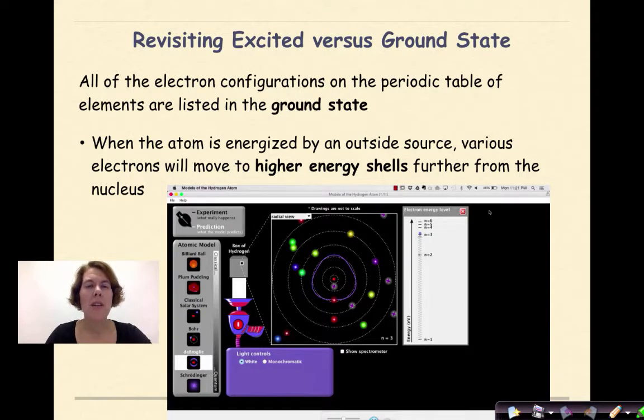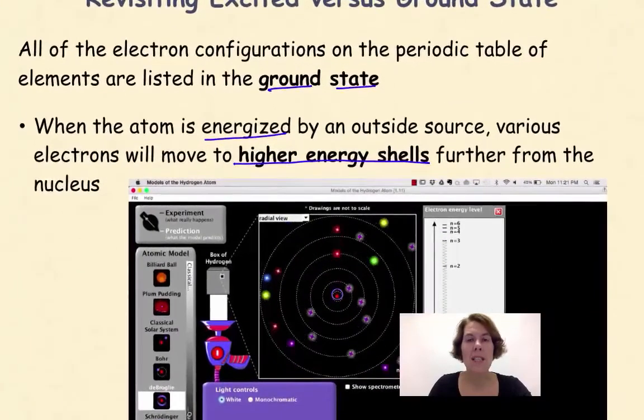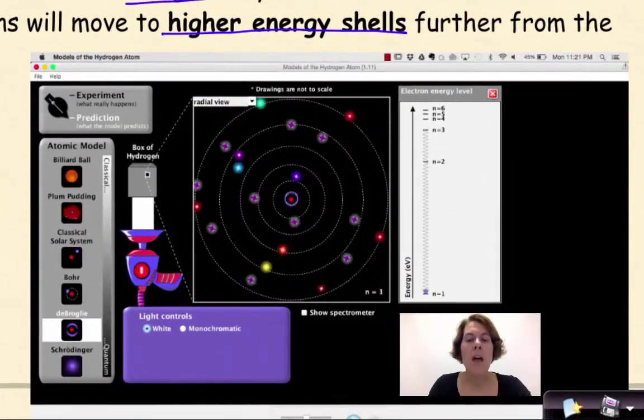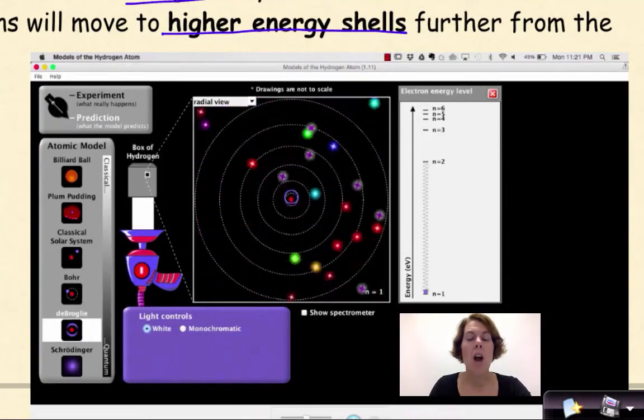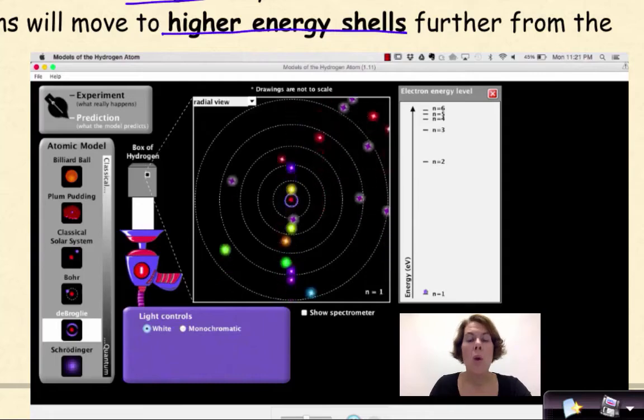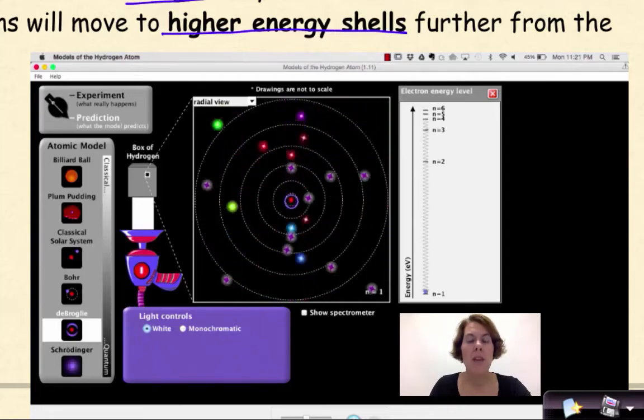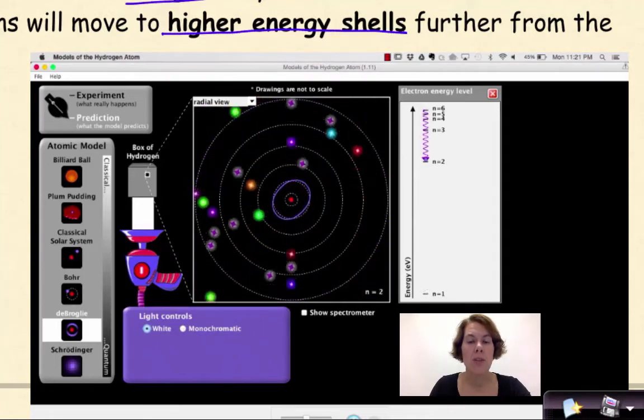Revisiting excited versus ground state. All of the electron configurations on the periodic table of elements are listed in the ground state. When the atom is energized by an outside source, various electrons will move to higher energy shells further from the nucleus. We can see this in the PhET simulation below. This blue circle represents electrons going from the ground state up to the excited state. When they return down to the ground state, they are releasing a photon of energy, as you can see.